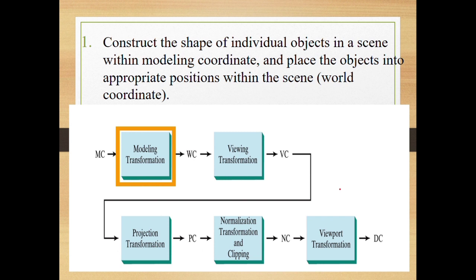So first, how to construct the modeling transformations. Construct the shape of individual objects in the modeling coordinates and place the objects into the appropriate positions within the same scene. So how to shape your object. For example, consider a mouse. The mouse indicates how many shapes it has. So it provides the object's formation.